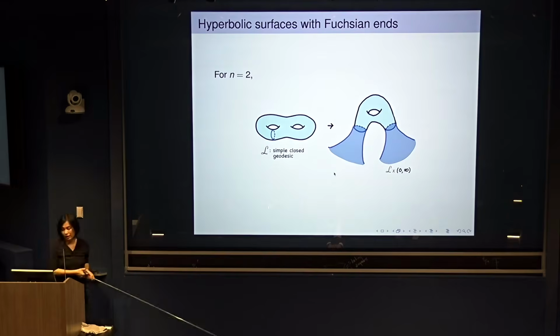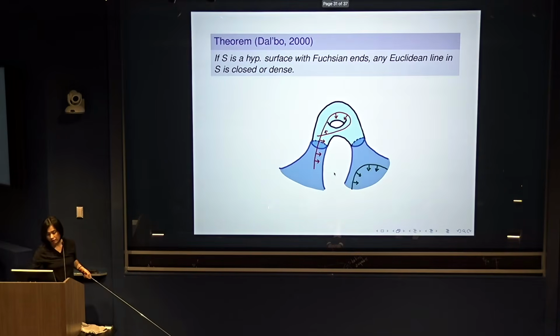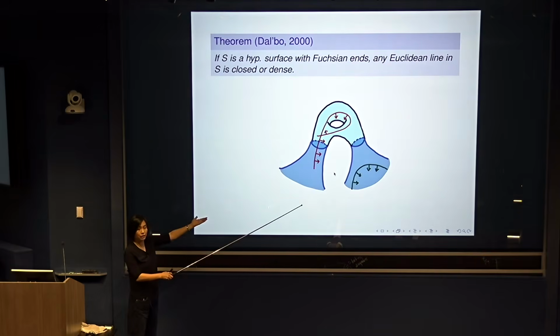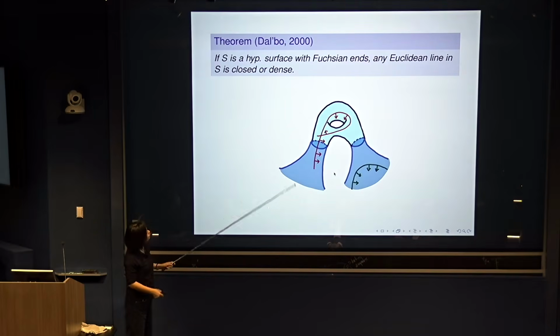Now in higher dimension, I have to state a theorem first. This is Dal'bo's theorem, 2000. If I have a hyperbolic surface with a Fuchsian end, clearly this has infinite area. So this is a hyperbolic surface with infinite area. Then any Euclidean line is either closed or dense.